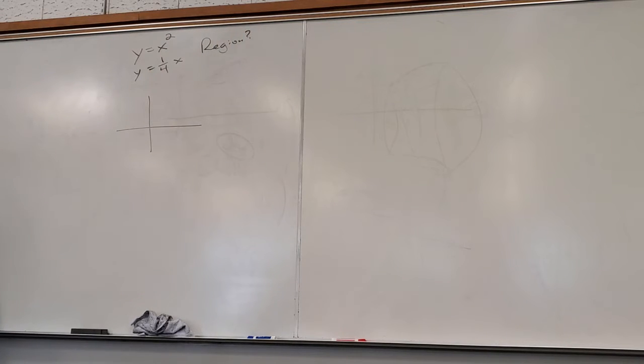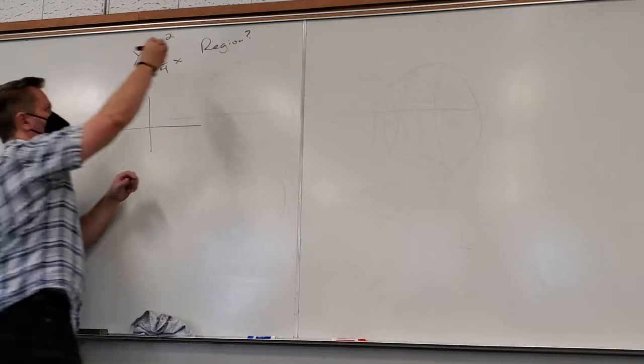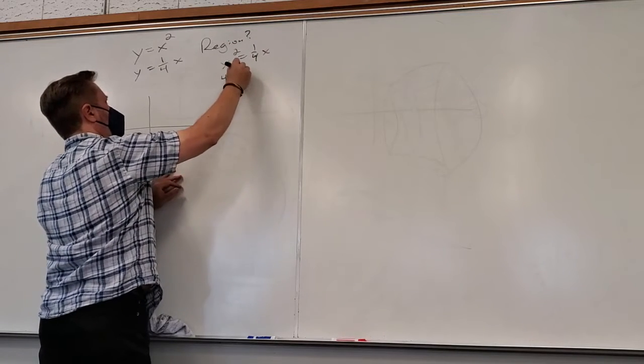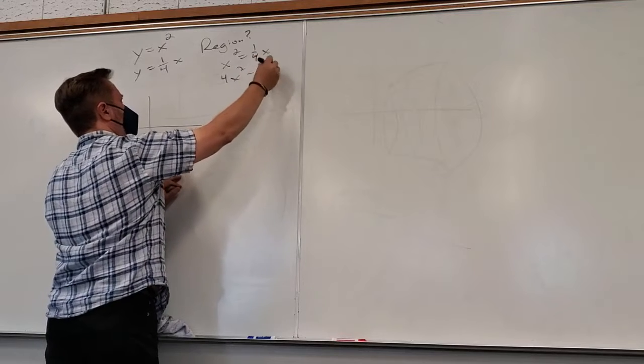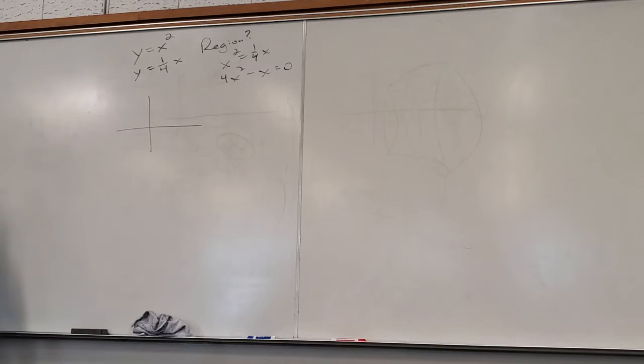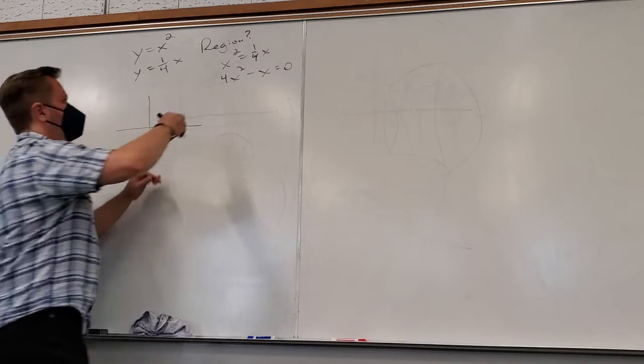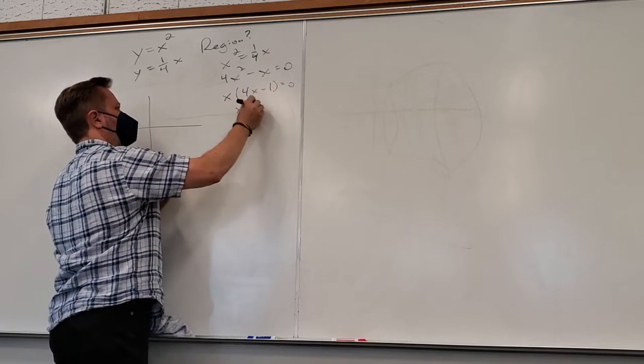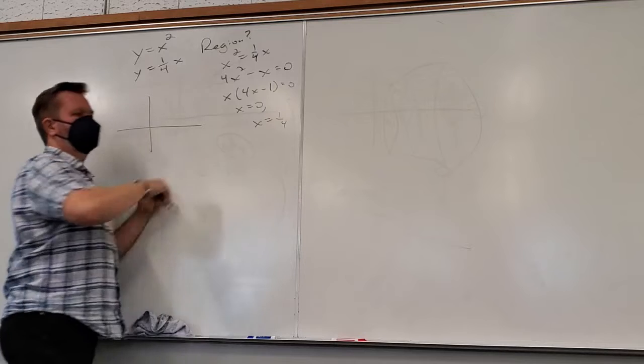So what I have to do first is see where they intersect. Before I can grab the region, I need to get some points, and the most important points are where they meet. Right? So if I do x squared equals 1/4 x, I can multiply by 4 if I want to and bring the x over. Is that cool? I didn't have to multiply by 4, but I did. Okay. So x times 4x minus 1. So I get x is 0, x is 1/4, right?